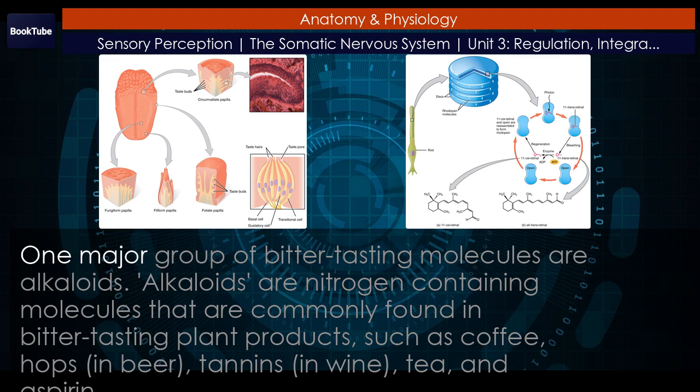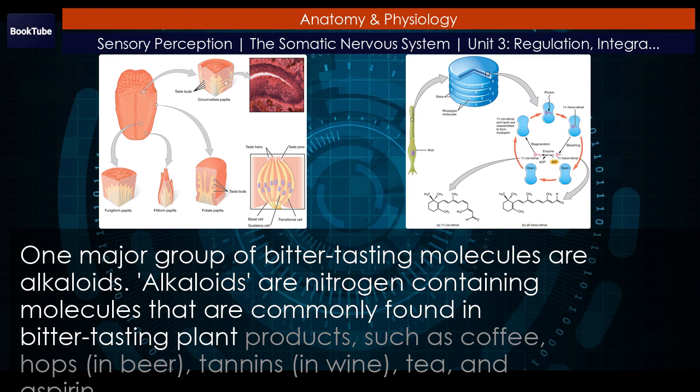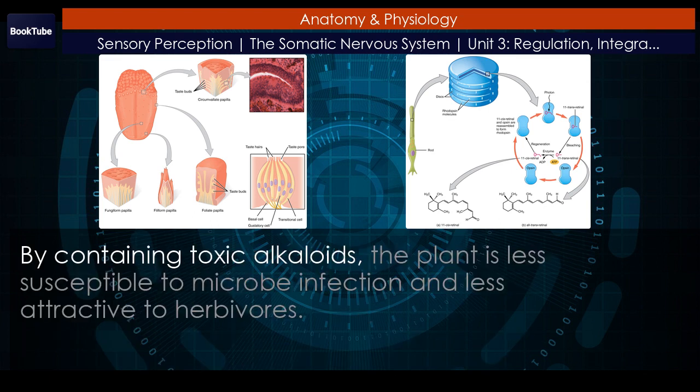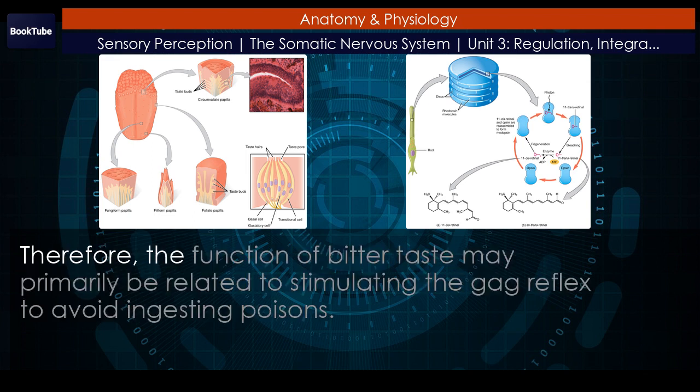One major group of bitter-tasting molecules are alkaloids. Alkaloids are nitrogen-containing molecules that are commonly found in bitter-tasting plant products, such as coffee, hops in beer, tannins in wine, tea, and aspirin. By containing toxic alkaloids, the plant is less susceptible to microbe infection and less attractive to herbivores. Therefore, the function of bitter taste may primarily be related to stimulating the gag reflex to avoid ingesting poisons.